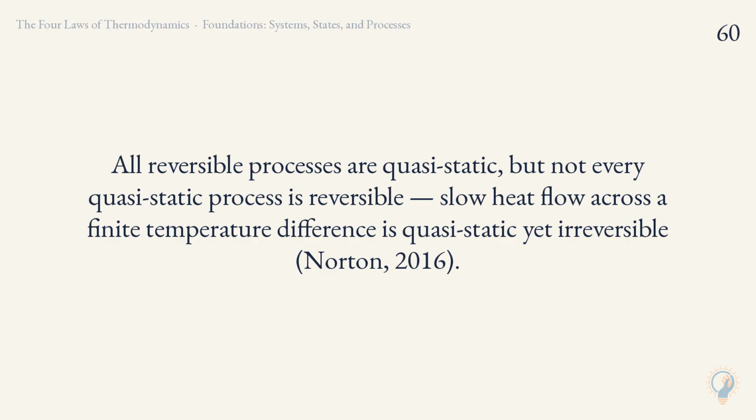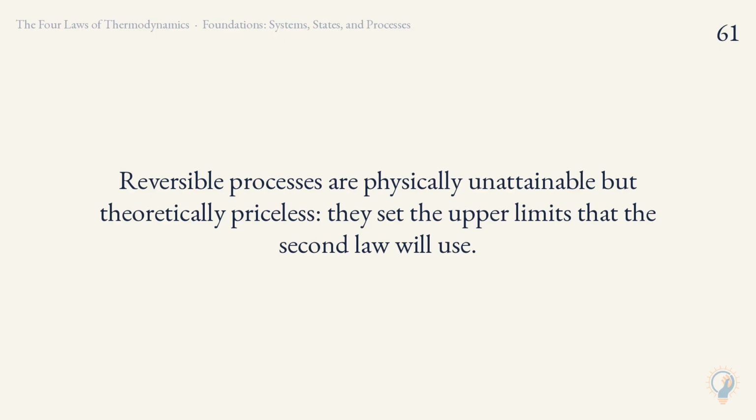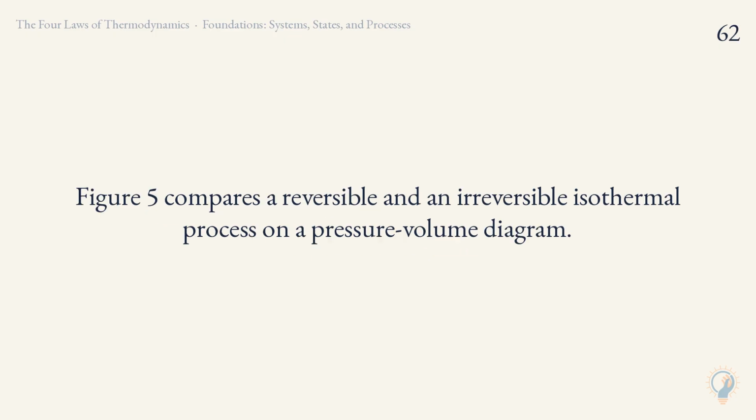Norton, 2016. Reversible processes are physically unattainable, but theoretically priceless. They set the upper limits that the second law will use. Figure 5 compares a reversible and an irreversible isothermal process on a pressure-volume diagram.